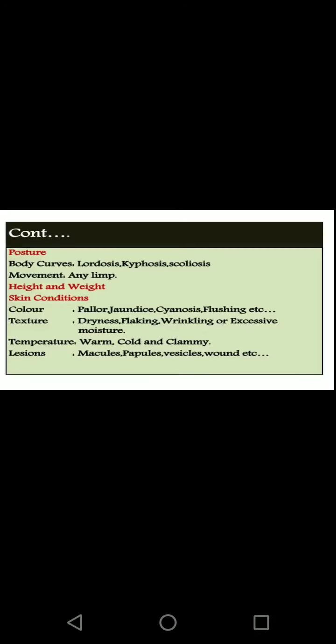Then you will check the height and weight of the patient. Skin condition. In skin condition, you will check color, that is pallor, jaundice, cyanosis, flushing, and any kind of discoloration. Texture: you will check for dryness, flaking, wrinkles or excessive moisture. Then temperature: the patient is feeling warm, cold or clammy. Lesions: any kind of macules, papules, vesicles, wounds, etc.